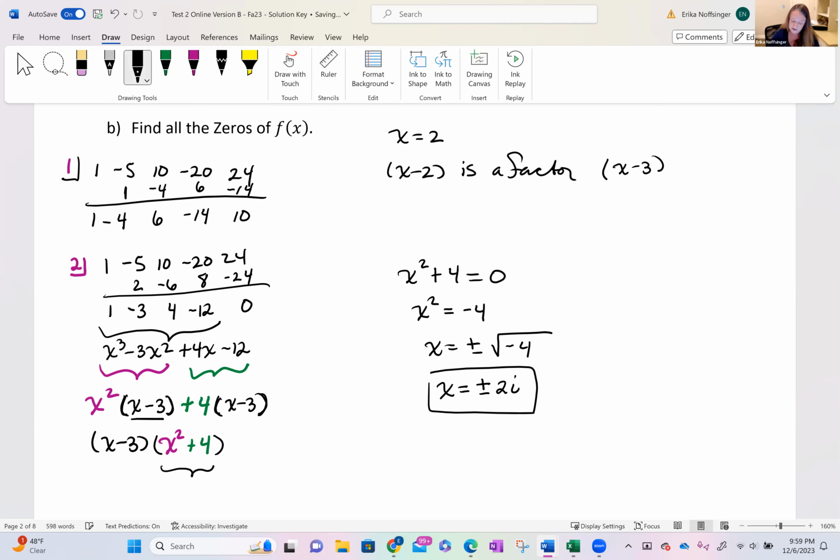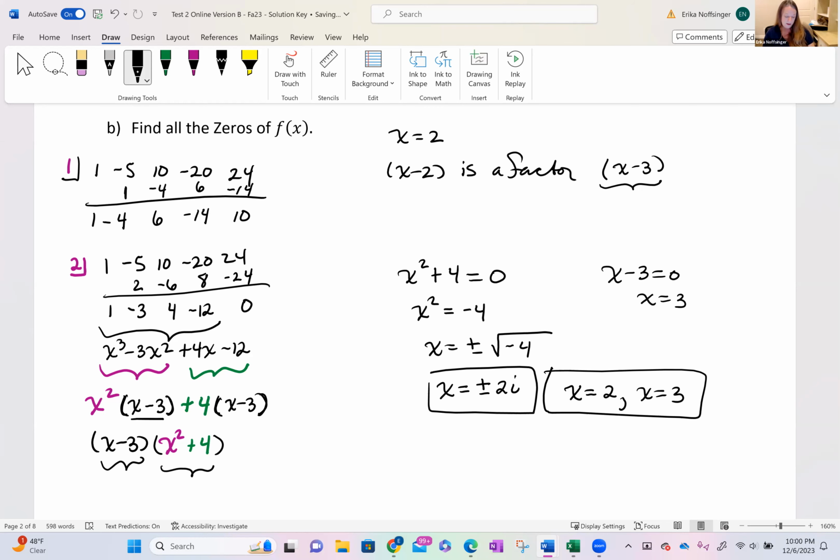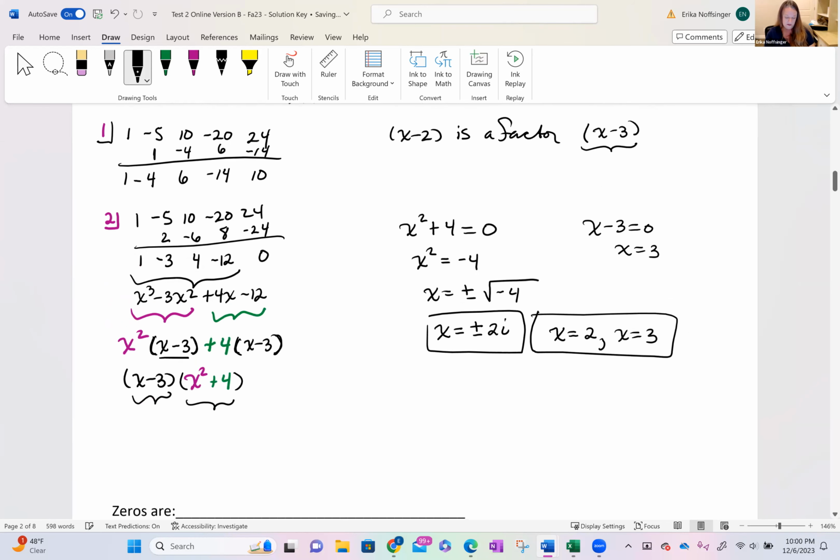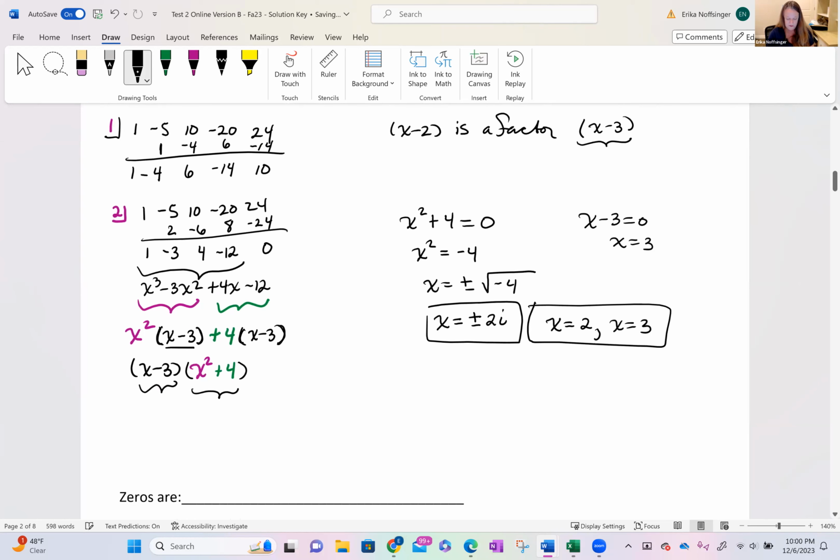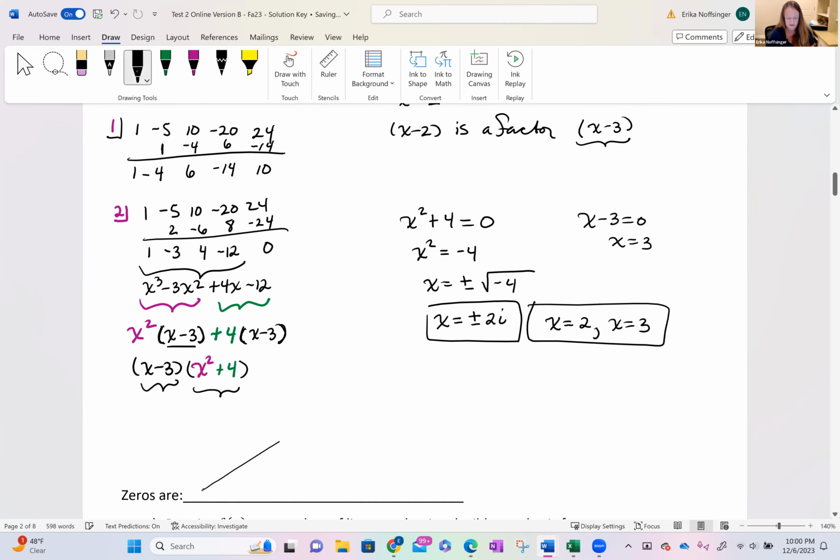So we have our zeros. x equals 2, x equals plus or minus 2i. We saw that x minus 3 here is a factor, and x minus 3 is equal to 0 when x is 3. So here are our zeros of that polynomial.